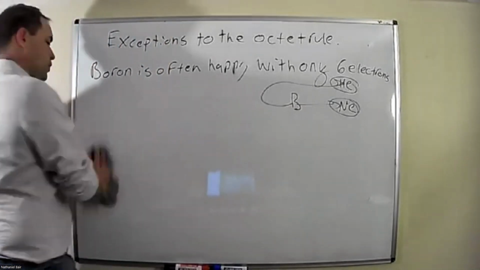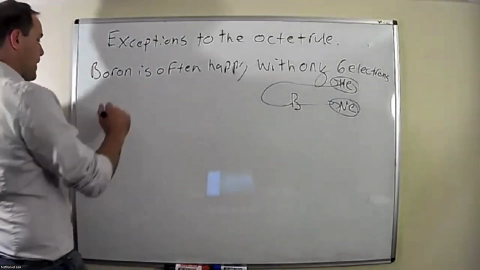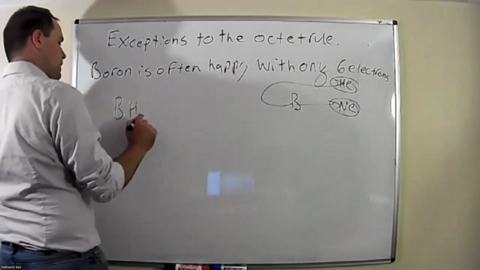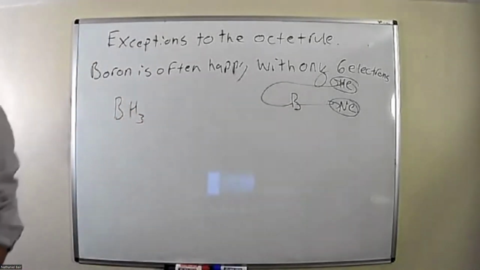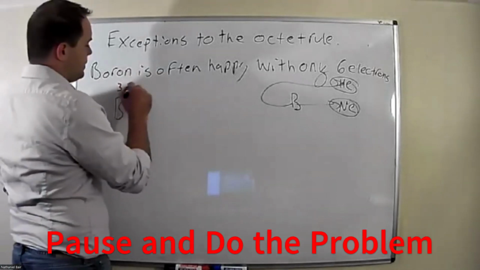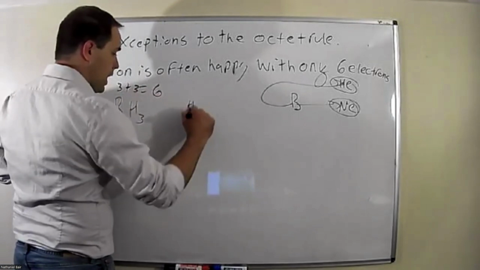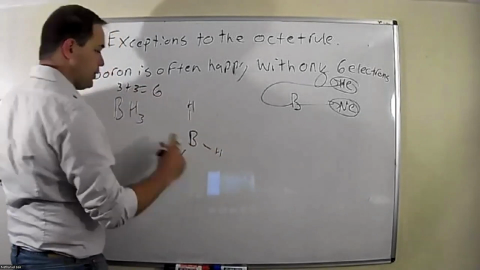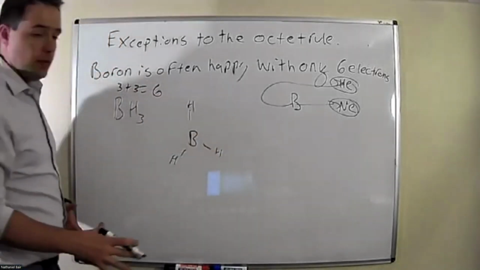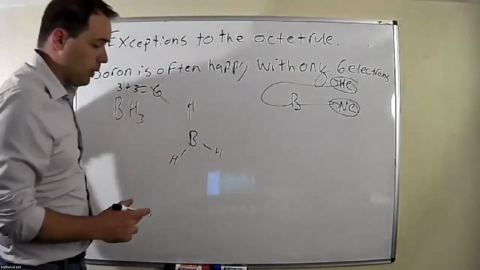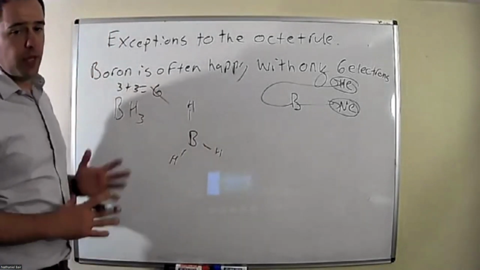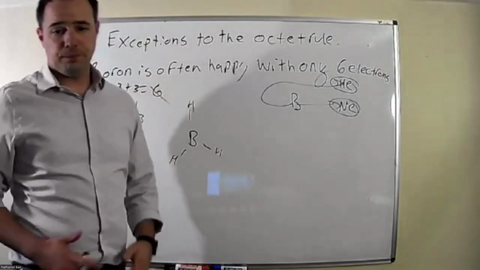So another stable boron molecule will be boron trihydride. Why don't you give that one a shot? That's an easy one, BH3. So that's 3 plus 3 equals 6. Boron in the middle, hydrogen, hydrogen, hydrogen, and you're done. You used up all 6 electrons. Boron's happy with 6. It's actually a happy little molecule right there.